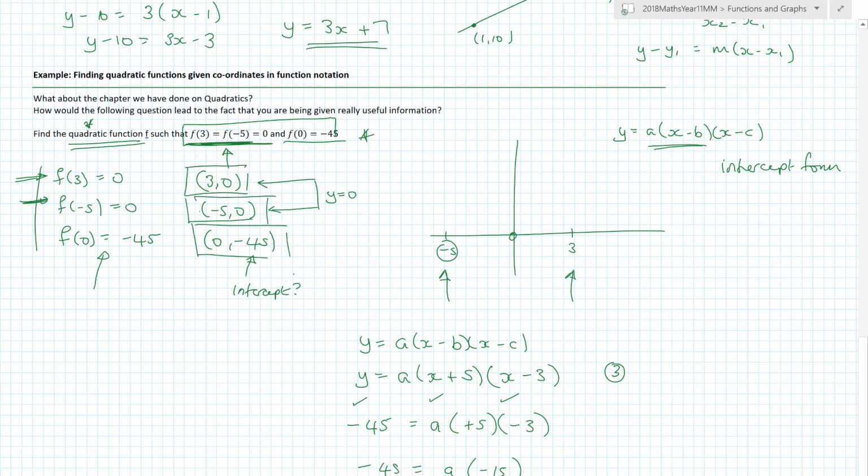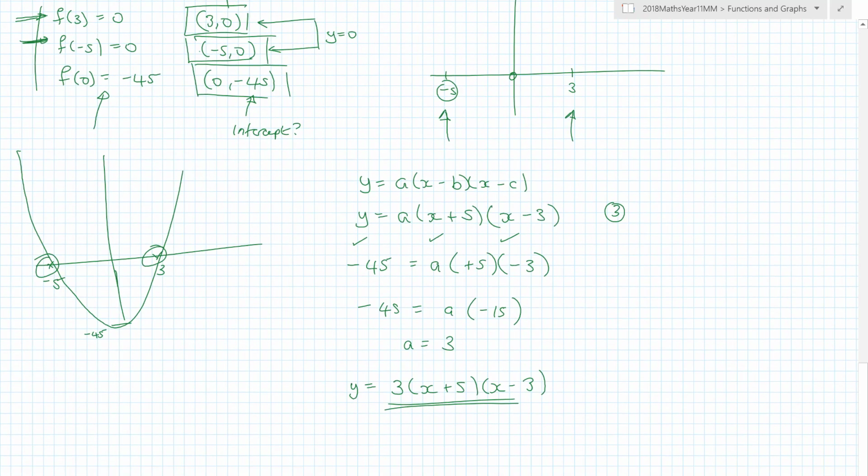Now, even if I hadn't twigged straight away that it was intercept, I probably would have drawn a graph and gone, okay, well, I've got 0, minus 45, so there's minus 45. I've got 3, 0, so there's 3, and I've got minus 5, 0, so there's minus 5. Probably, and hopefully, once I'd drawn that and even sketched, I'd have gone, hold on a moment, those are the roots of my equation, and hopefully my brain would have actually given me this equation here.